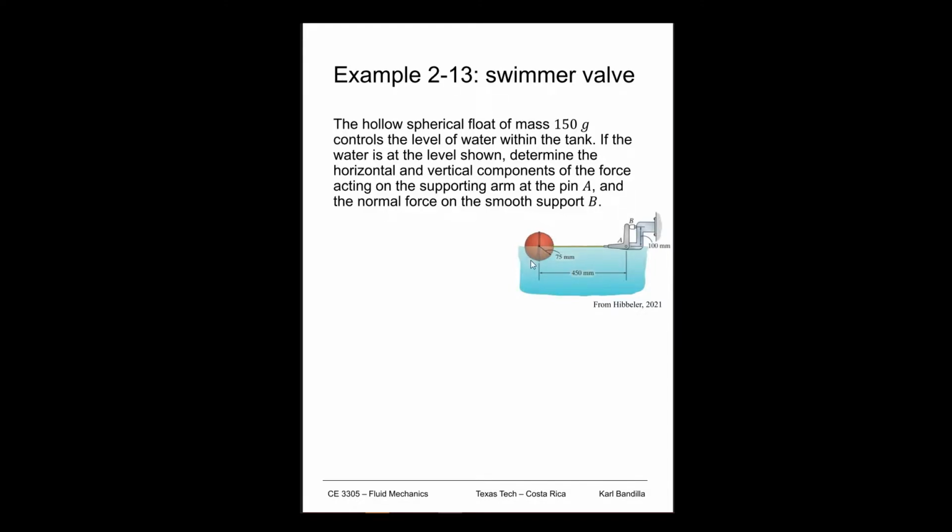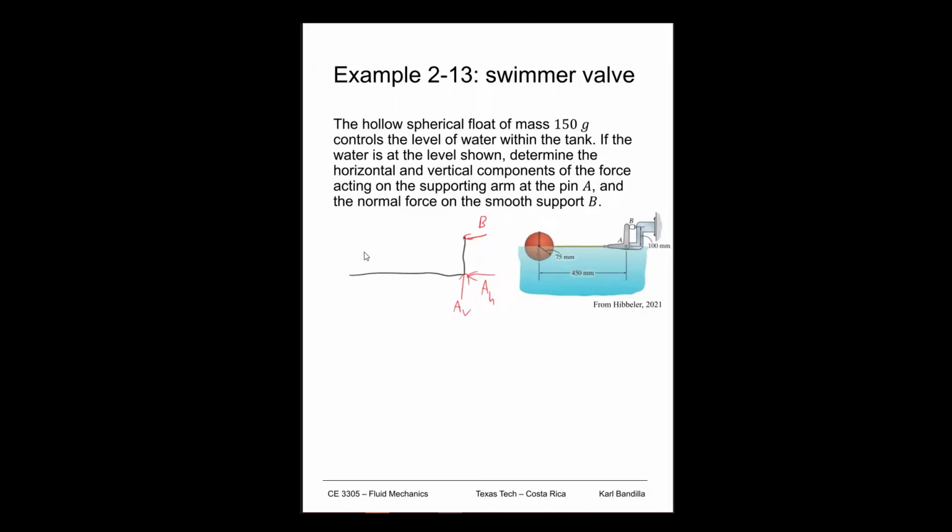We're given that it has a mass of 150 grams. We are asked to find what the different forces are, the support reactions at A and B. To do that, of course, we have to draw ourselves a free body diagram. Here's our arm. We know we'll have some support reactions where B is, which is just going to be a normal force. Then we're going to have a vertical component and a horizontal component at A, AV and AH.